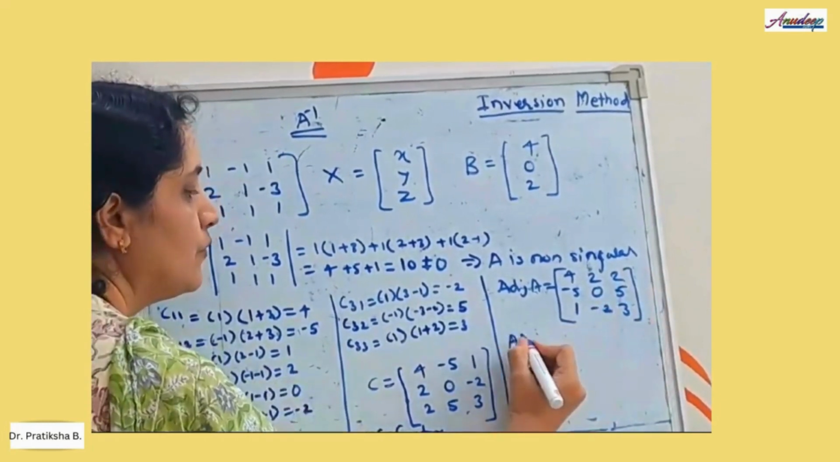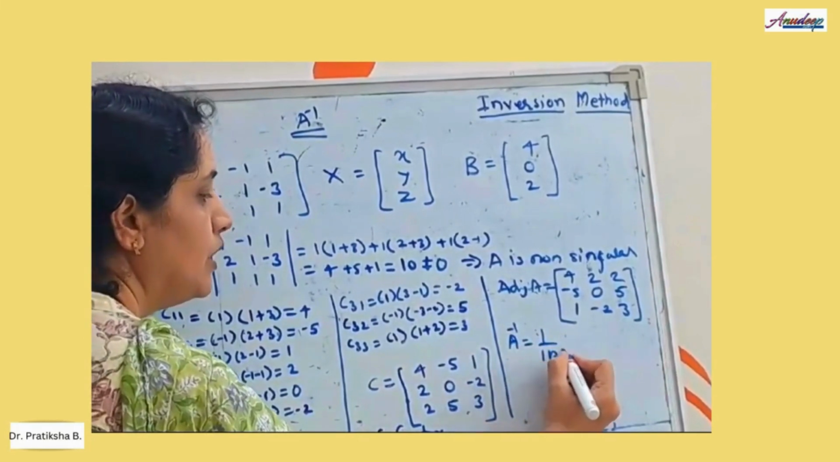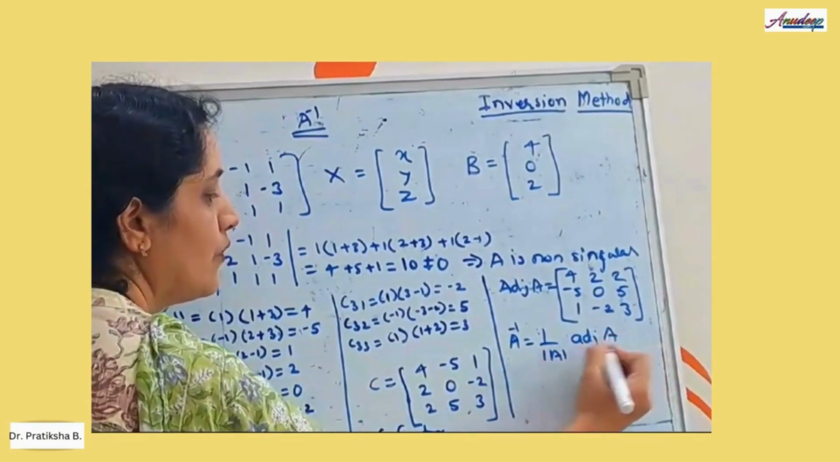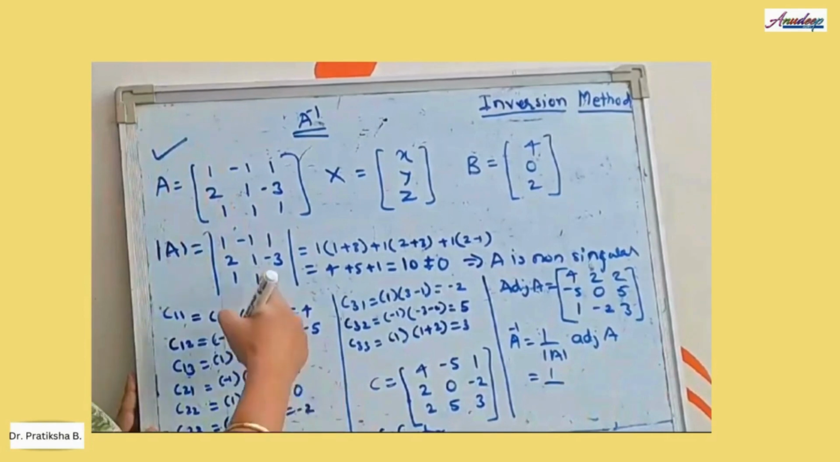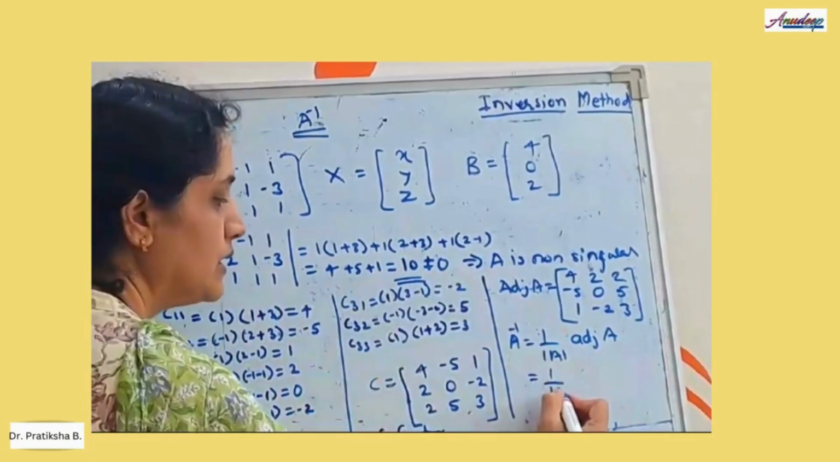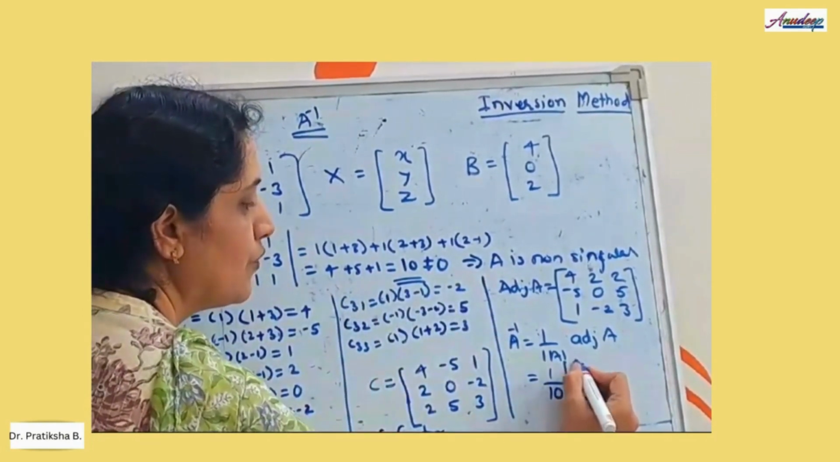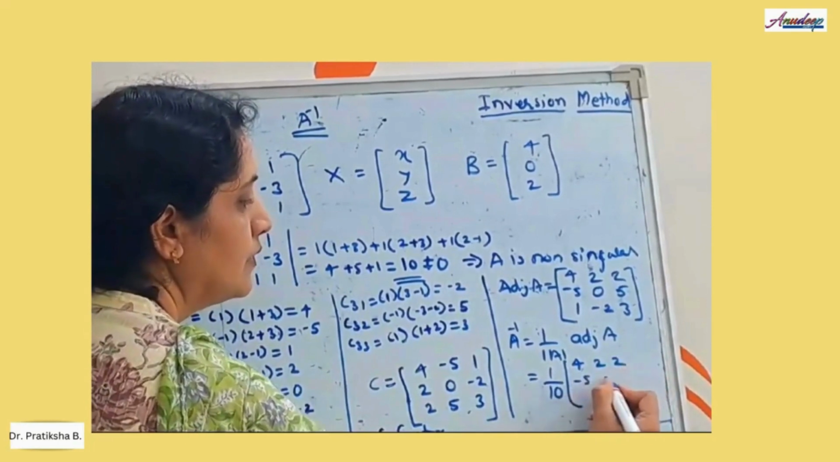Now by using the formula for A inverse, it is 1 upon determinant of A into adjoint of A. So what we get is 1 upon determinant of A, which is the value we have obtained, that is 10, and the adjoint of A, which we have just obtained. So this is the first step.